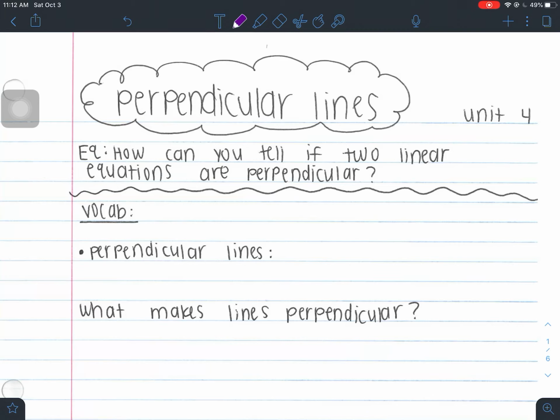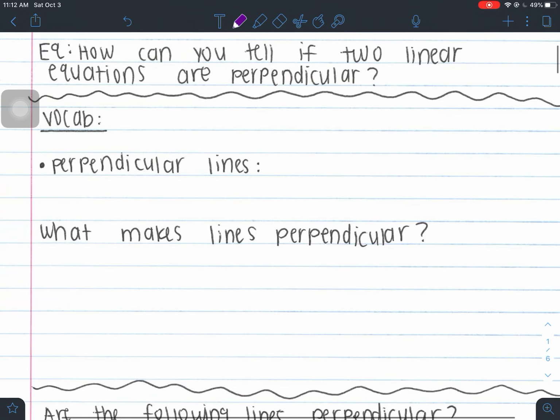So previous to this, we talked about parallel lines. And what do we know about parallel lines? Well, they have the same exact slope. If I were to graph them, they would have the same exact slope and they would never intersect each other. With perpendicular lines, these lines are going to intersect each other, but they intersect each other at a special angle.